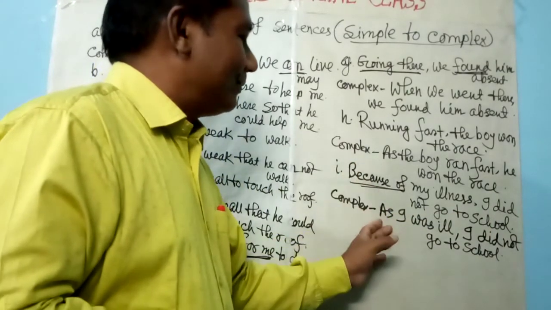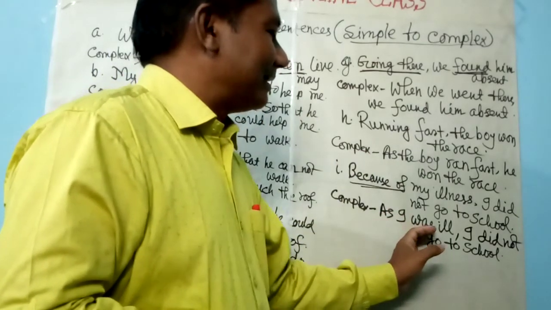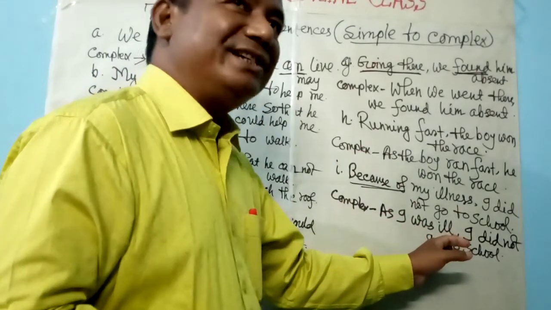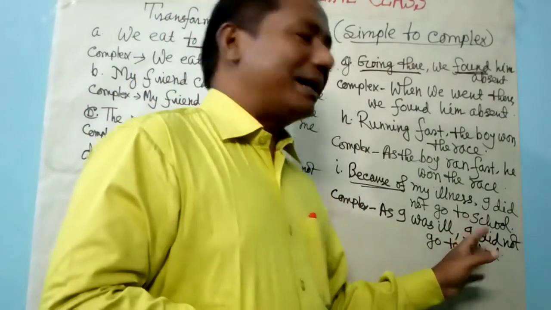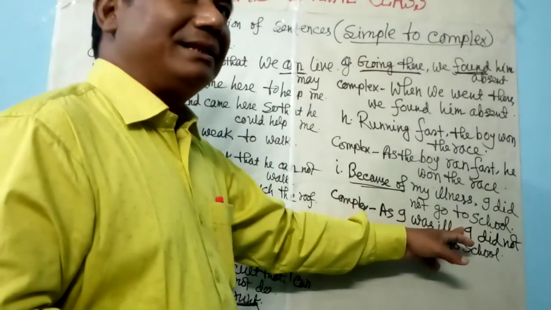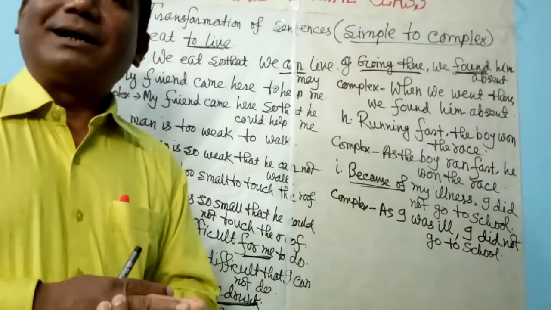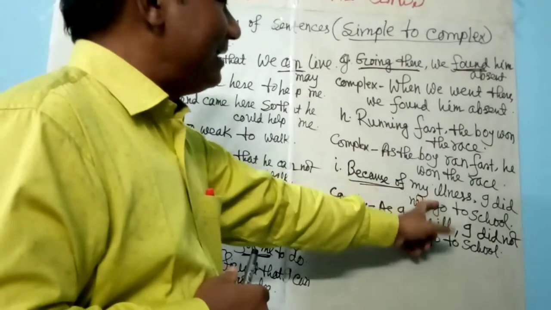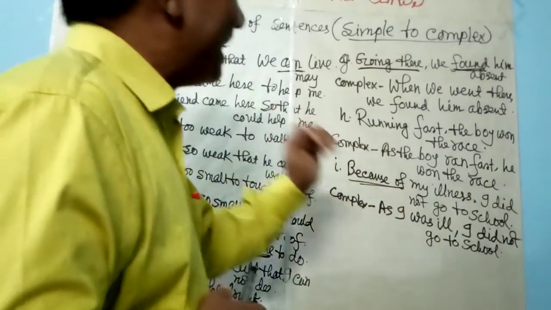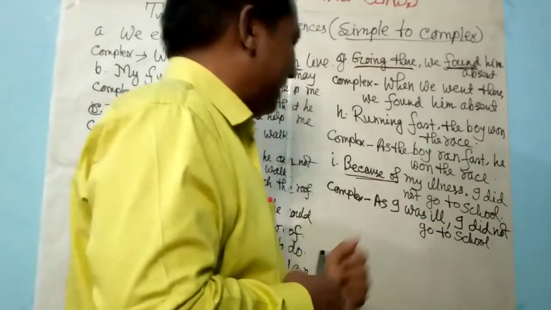And if they are used at the beginning of the sentence, then after the clause of reason, you have to put a comma. But if they are used in the middle, then you need not use a comma. Understand? So then what if I write? Because of my illness, I did not go to school. As I was ill, I did not go to school.